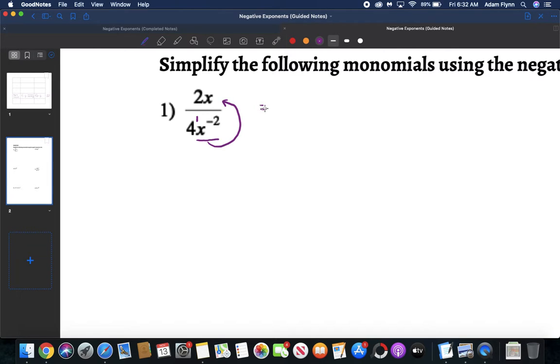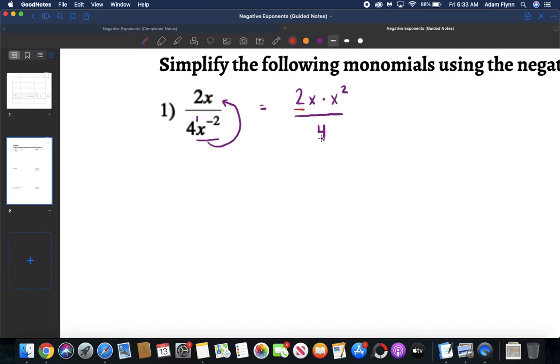So if I rewrite this problem, I will have 2x, which is from the top here, but I'm also going to have x to the positive second power because I crossed the line and switched the sign. All over, down here I'm left with 4 to the first power, which is just 4. Okay. At this point, I can do the quotient rule because I have all positive exponents.